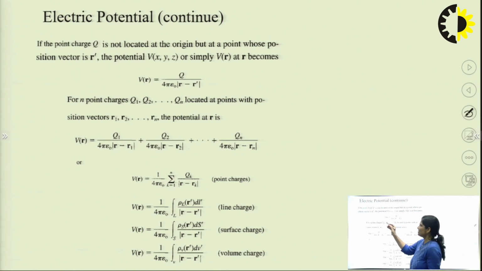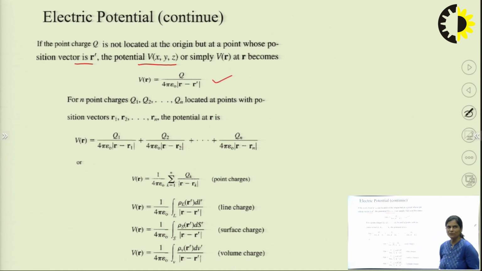If the point charge Q is not located at the origin but at a point whose position vector is r dash, then the potential V with coordinates x, y, z, or V(r), becomes V(r) = Q upon 4 pi epsilon naught times the magnitude of r minus r dash. Here we subtract r dash from the original r.